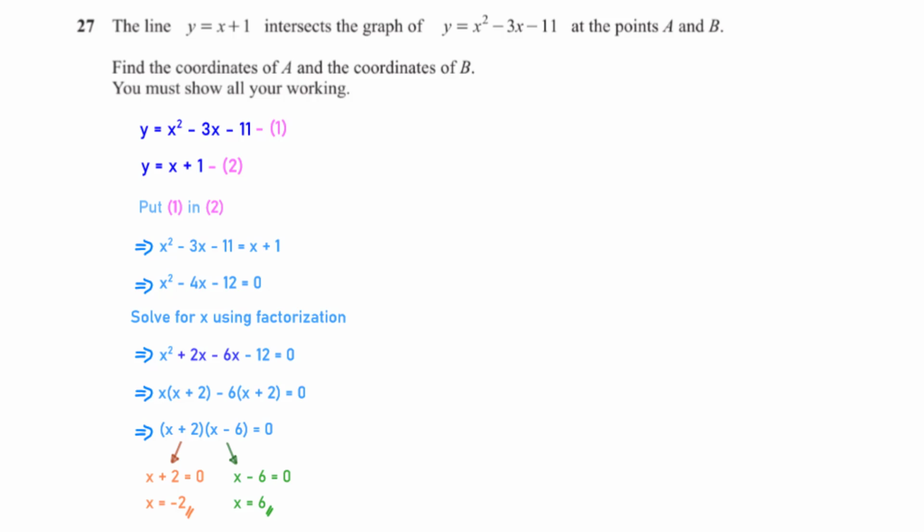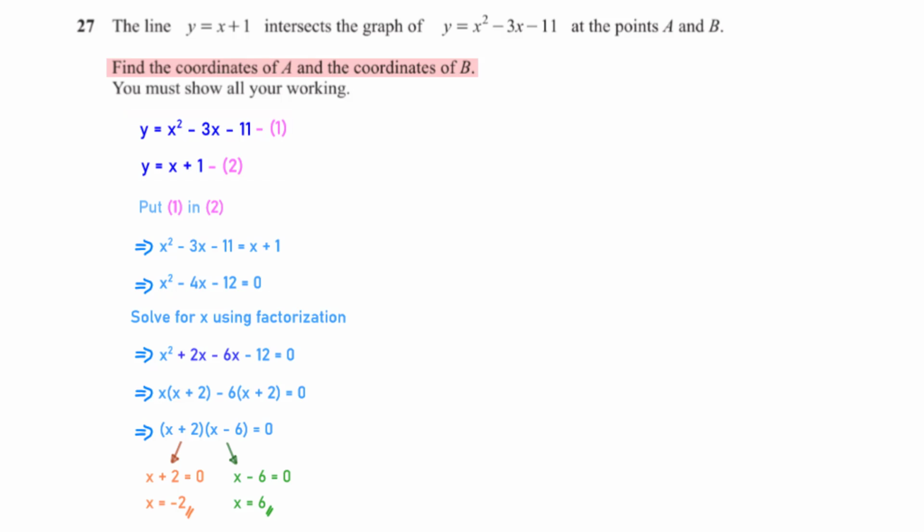The line y equals x plus 1 intersects the graph of y equals x squared minus 3x minus 11 at the points A and B. Find the coordinates of A and the coordinates of B. You must show all your working. To get the coordinates of A and B, we need to solve the two equations simultaneously. Let's use the substitution method.